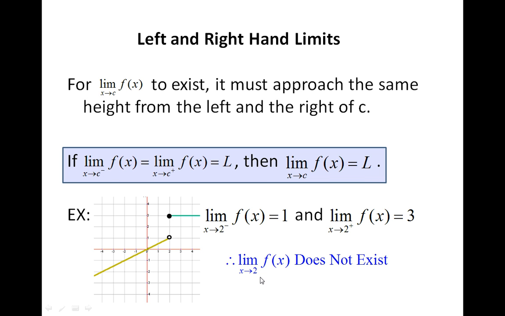The only way the limit as x approaches 2 with no superscript can exist is if the left side and the right side are approaching the same height. So this picture that we have here, the limit definitely does not exist, because on the left side we're getting a height of 1, on the right side we're getting a height of 3. They are not equal. This equal sign right here is failing, therefore we don't have a limit.